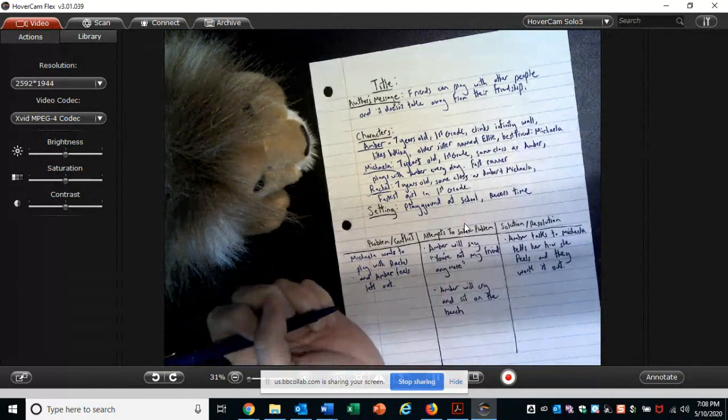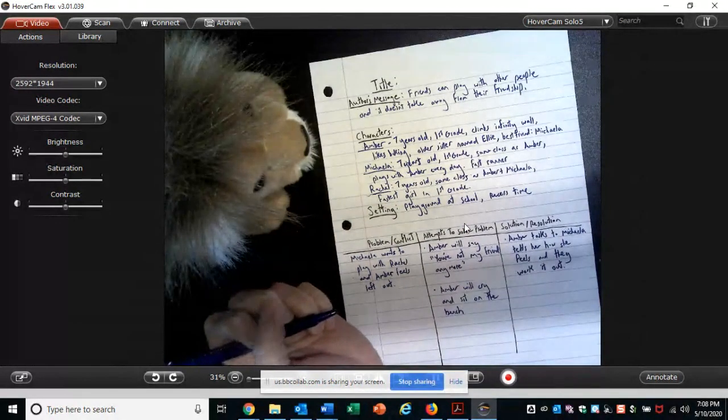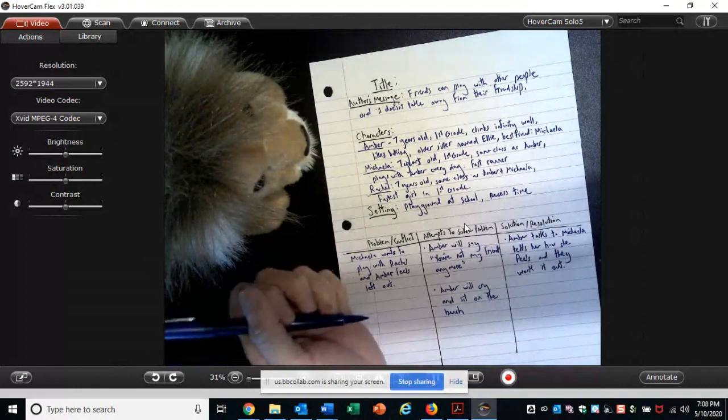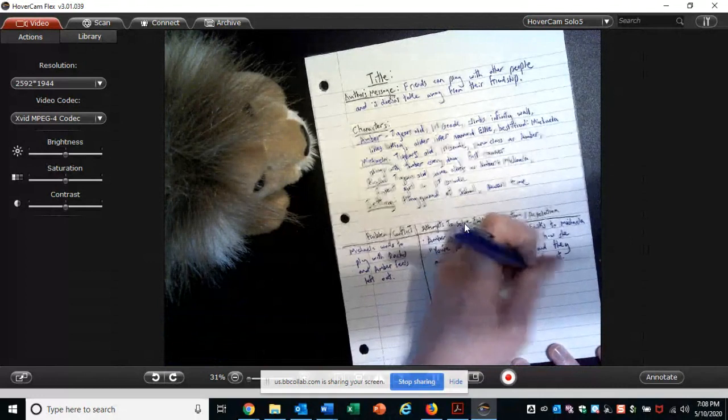And how might they work it out? Maybe they work out like a schedule, like maybe Michaela can play with Rachel on Monday and then with Amber on Tuesday, something like that. So maybe take turns for days to play.